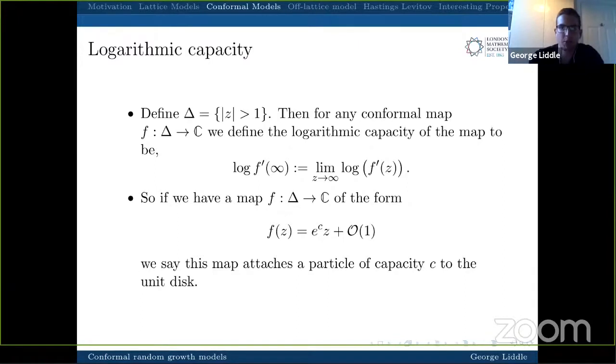So we need to give those maps some notion of size, and what we choose is to take logarithmic capacity, which is defined as the limit as z tends to infinity of the log of the derivative of the map. So what that means is, if we have a map of the form f of z equals e to the c z plus some lower order terms, and that's exactly the kind of map that we're going to be considering, then this map attaches a particle of capacity c onto the boundary of the unit disk. Okay. And on the next slide, I'll go on to the relation between this value c and the actual size, in the sense of area, of the particle. But this is going to be our notion of size throughout the rest of the talk. So if it's easier just to think of it that way, whenever we mention capacity, you can just think of size for the remainder of the talk.